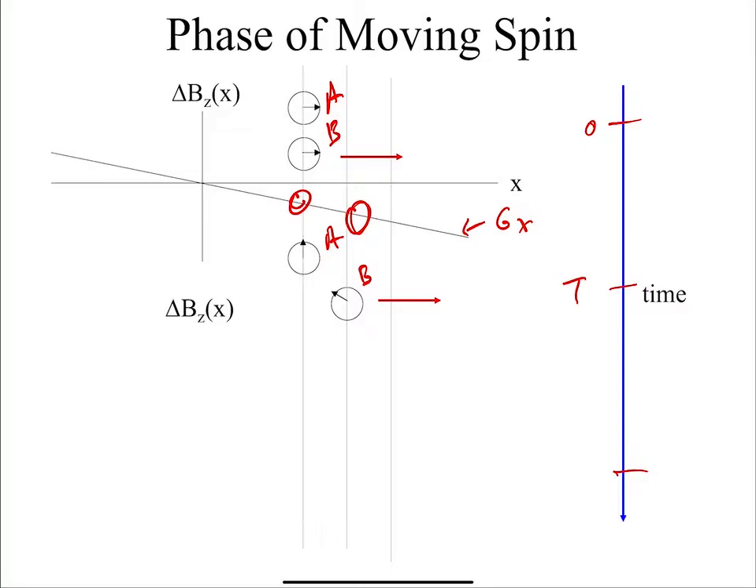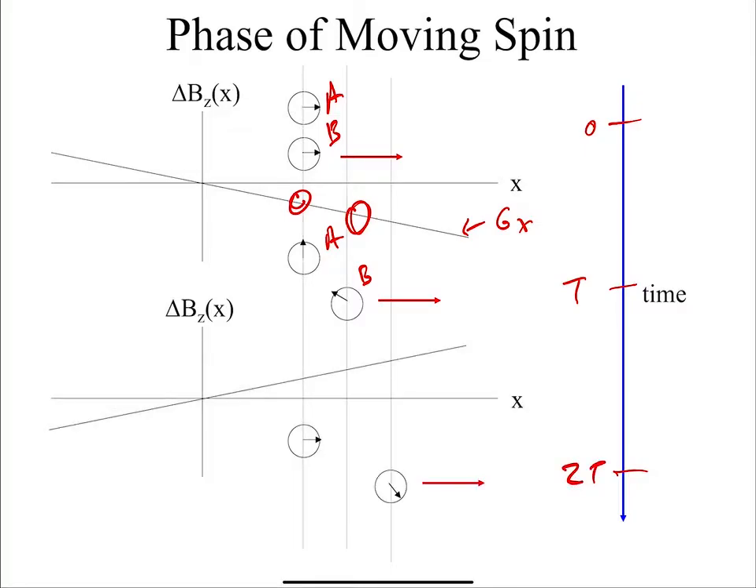All right. Now, this is some time, let's say from 0 to t. Then we wait some time and look at things at twice that time. During that time, we apply a gradient in the opposite direction. So now spin A, which experienced a negative gradient for half its time, now experiences a positive gradient of exactly equal and opposite magnitude for the next half. And so those two effects cancel out. So this has a phase of 0.